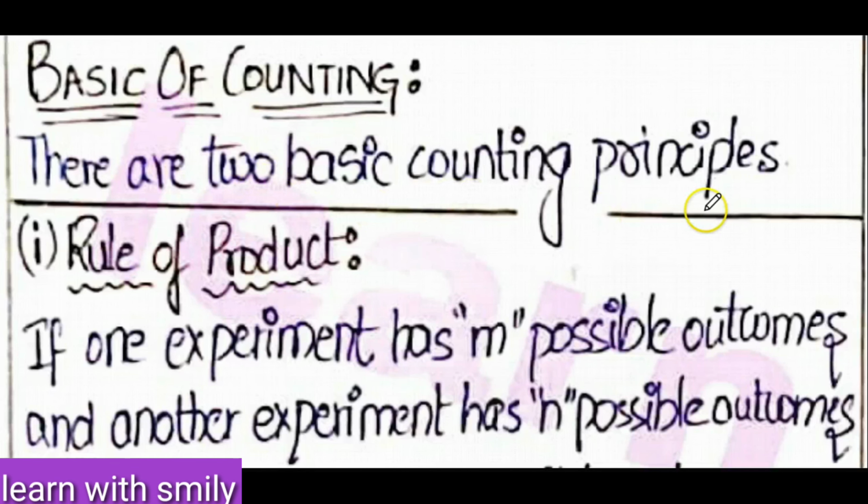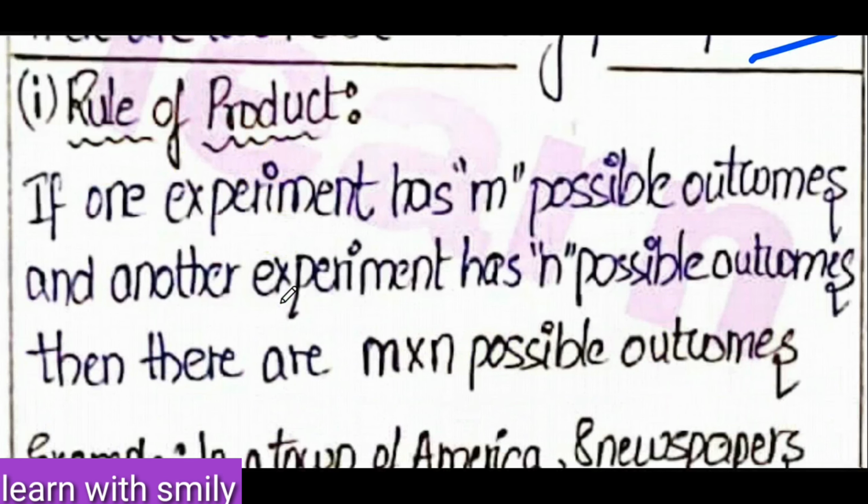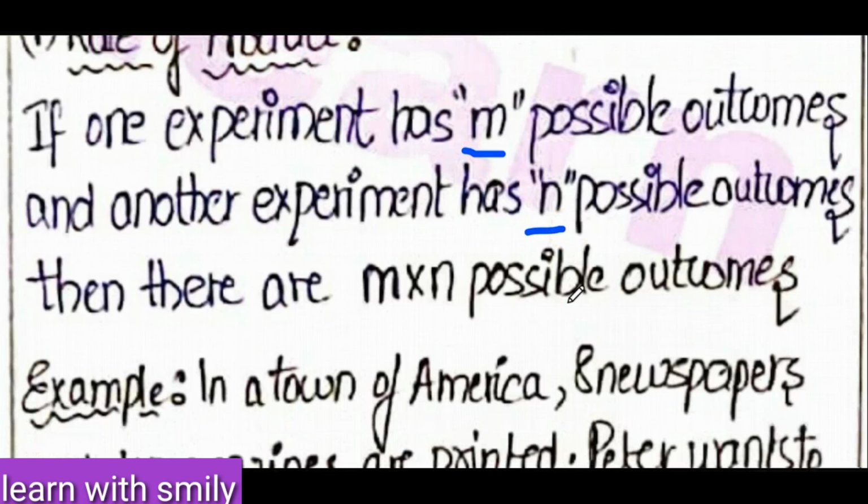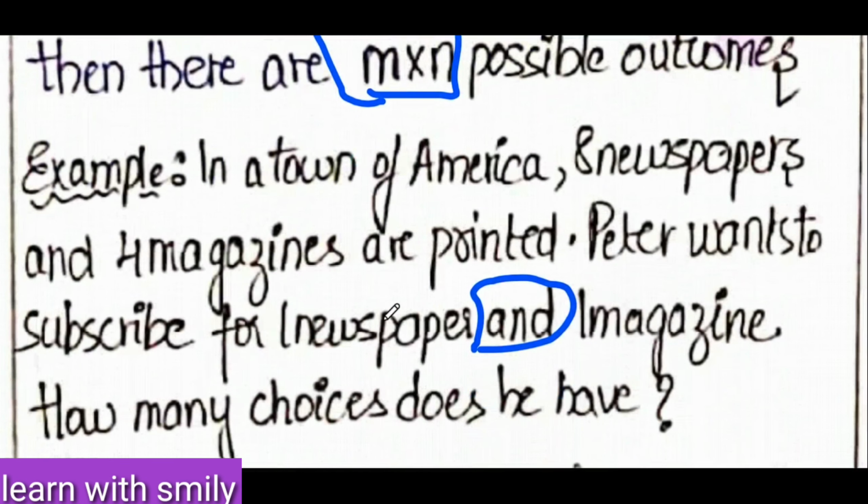Basics of counting. There are two basic counting principles, that is rule of product and rule of sum. Coming to rule of product, if we are taking an experiment and that experiment is having m possible outcomes, and we are taking another experiment which is having n possible outcomes, then there are m into n possible outcomes while we consider the rule of product.